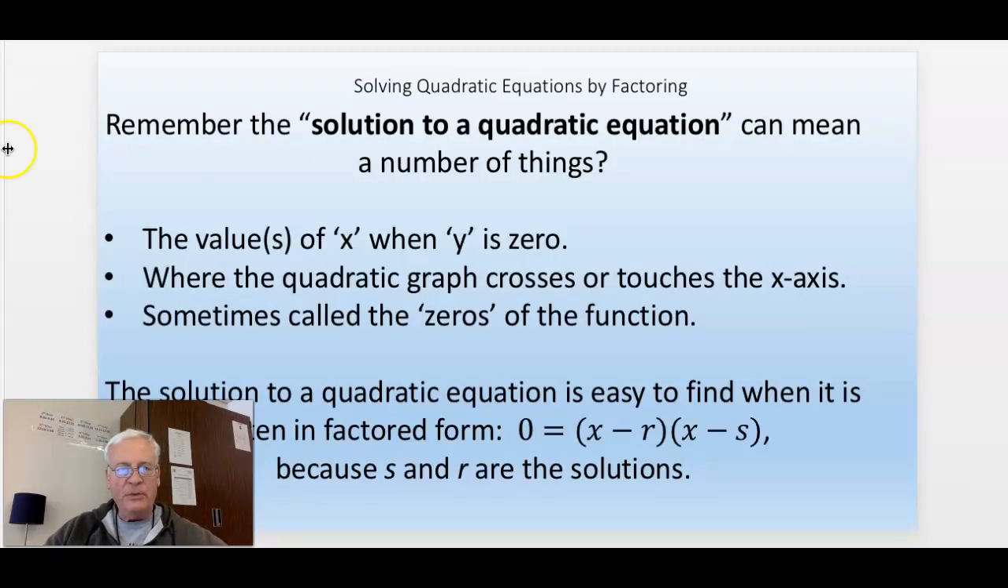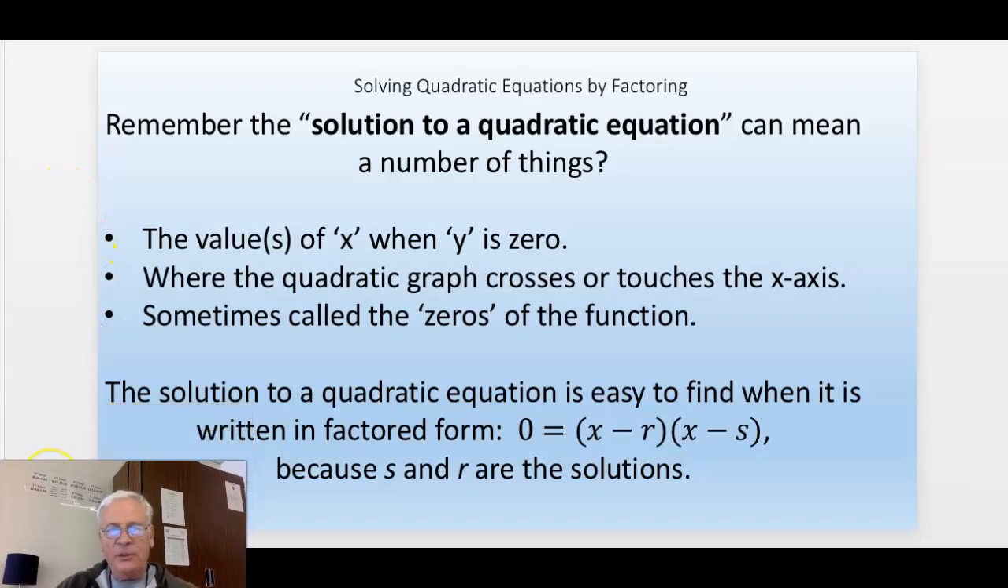I think factoring is a good way to do it. All right, guys, remember, I'll back up here. The solution to a quadratic equation means a number of things. It's the value or values of x when y is 0. It's where the quadratic crosses or touches the x-axis. In fact, it's sometimes just called the zeros of the function: the values of x that make the function 0.